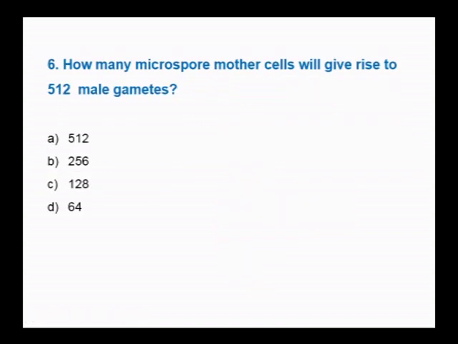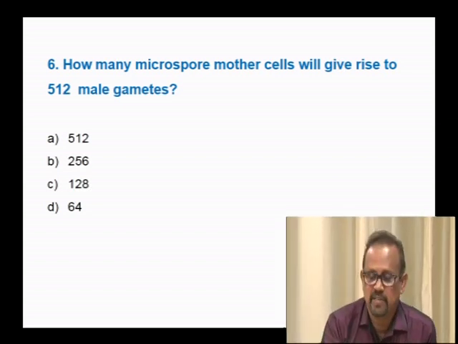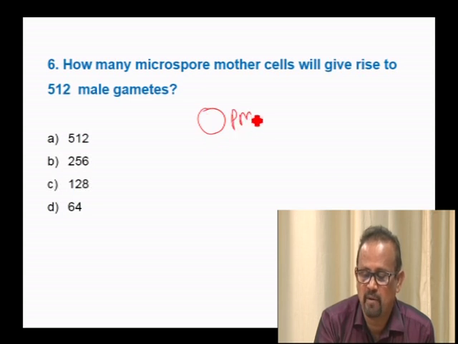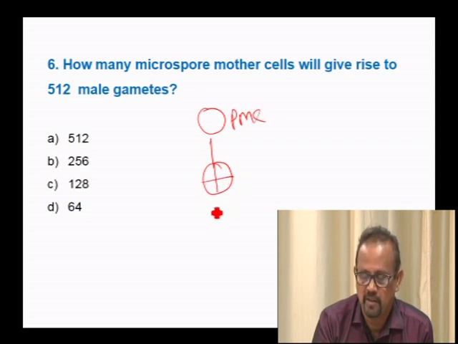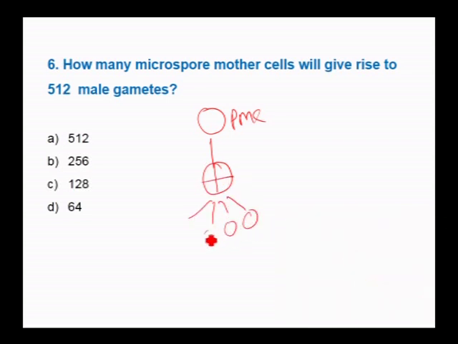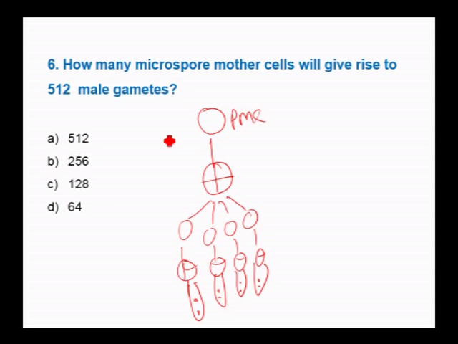Next question. How many microspore mother cells will give rise to 512 gametes? As you know, one pollen mother cell undergoes meiosis to produce a pollen tetrad, to produce 4 microspores, which develop into 2-celled pollen grains, and each pollen grain produces 2 gametes. Therefore, one pollen mother cell can produce 8 gametes.